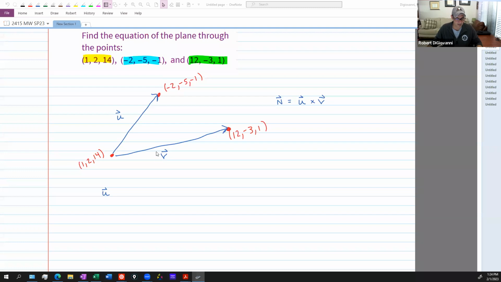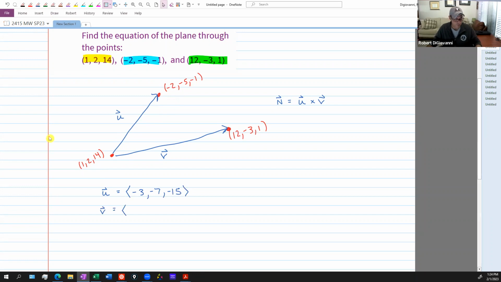Pointers. All right, I changed my pointer so that you can see it a little bit easier. I'm going to take the vector that goes from here to here, so I subtract, and I should get a vector -3, -7, and -15. I'm already thinking that sucks because I'm going to have to do a cross product. These numbers are going to be kind of big.